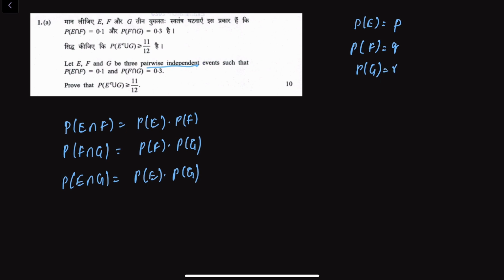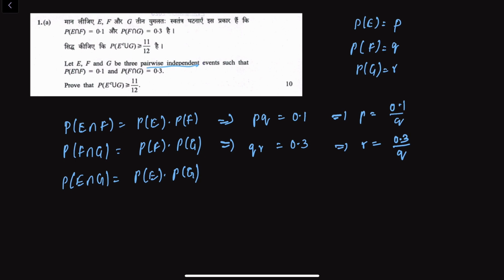From the given data, probability of E intersection F is 0.1, so P into Q is 0.1, and probability of F intersection G is 0.3, that means Q into R is 0.3. So P is 0.1 by Q and R is 0.3 by Q. Now we need to find the lower bound for probability of E complement union G.